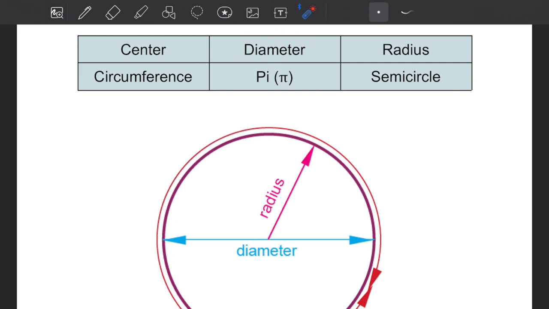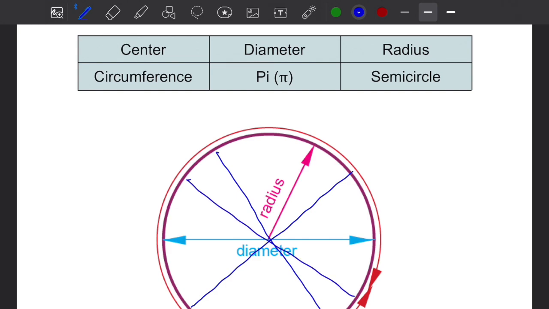Diameter is the distance from one edge of the circle to the other edge of the circle going through the center. And there's more than one diameter in a circle. The one on the screen is one of them. This is also another one. You see how it goes from one edge to the other, but it still goes through the center. This is another diameter, this is another diameter, and so on.